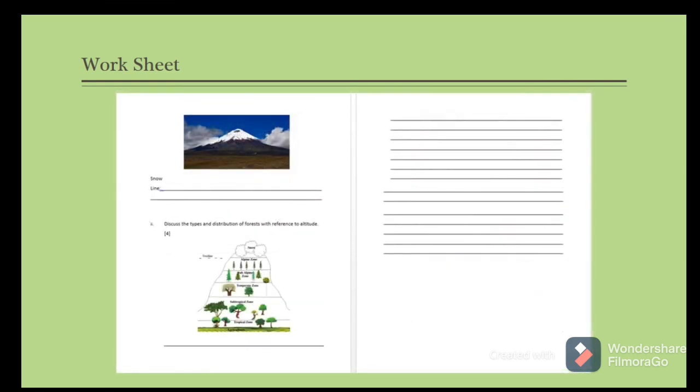Last question is, discuss the types and distribution of forests with reference to altitude. You will write here about the distribution of forests as well as types of forests, which change according to change in height. As we move upward in higher altitudes to the mountainous areas, the types and distribution of forests will change.